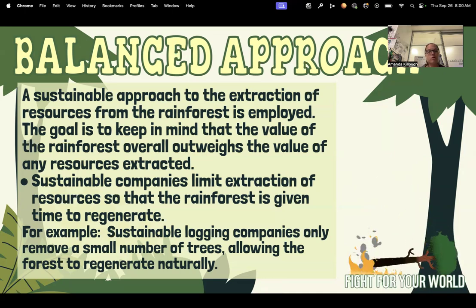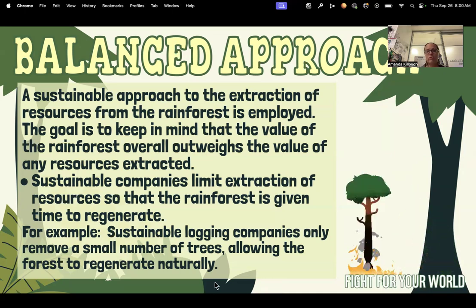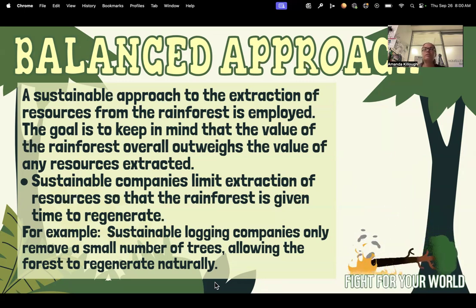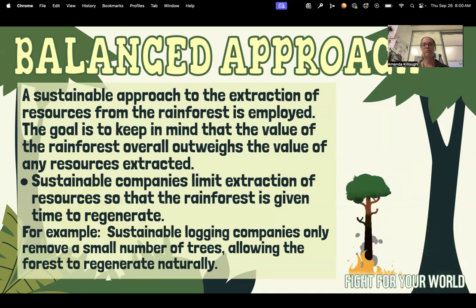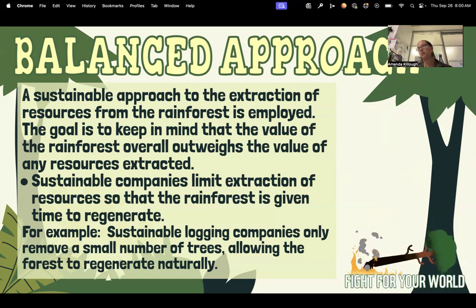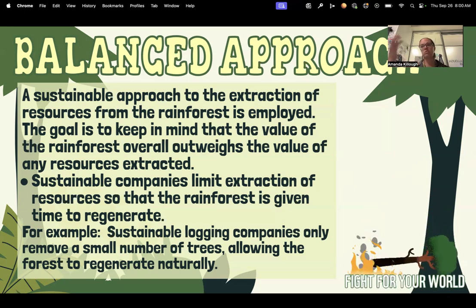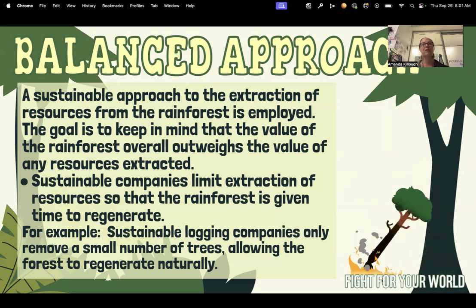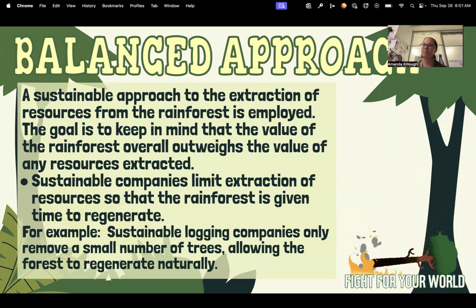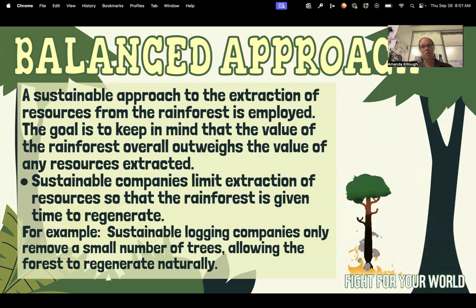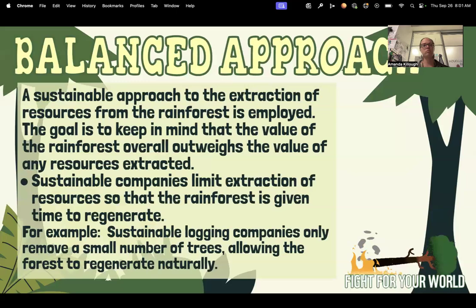Okay. So the example that I have here is sustainable logging companies only remove a small number of trees, allowing for the forest to regrow. They do that in the southern part of the US. I think it's in Georgia, where because of COVID, there was an uptick in the making of cardboard boxes, right? Because everybody was buying stuff online to have it shipped to their house. They couldn't go to stores, but they were still delivering, right? So there was an incredible uptick in the making of cardboard boxes to get things to and from, especially here in the United States, because of COVID, because we were no longer shopping in stores.